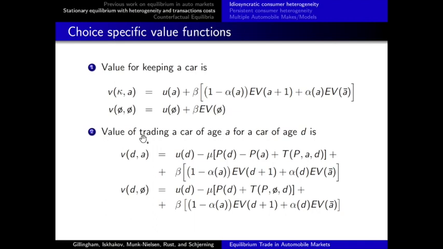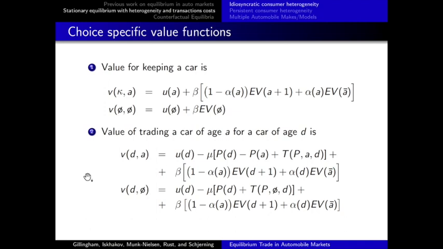Okay, so here's the value of trading. The new thing here is that we have now added the transaction cost. This is the person who has a car of age A and buys a car of age D, so he gets the utility of the new car, and then he has to pay not only the price difference between the old and the new car, but also the transaction cost associated with the trade. The transaction cost can depend on the prices. It could be proportional to the value of the deal, or it could be independent of the prices. The bottom line is we can allow it to depend on P, A, and D, in any specification that you want.